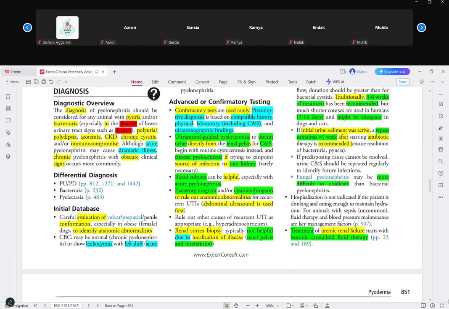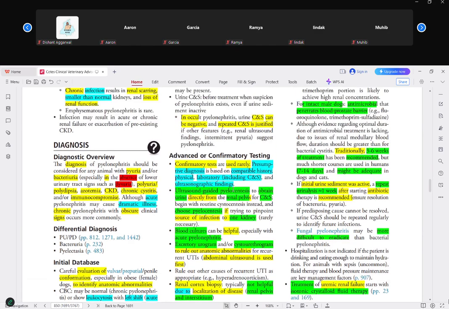As far as the diagnosis is concerned, you have to consider pyelonephritis in any animal with pyuria or bacteriuria, with polyuria, polydipsia, azotemia, or any patient with CKD. You need to evaluate the animal for different kinds of anatomical abnormalities. Check the CBC of the animal.